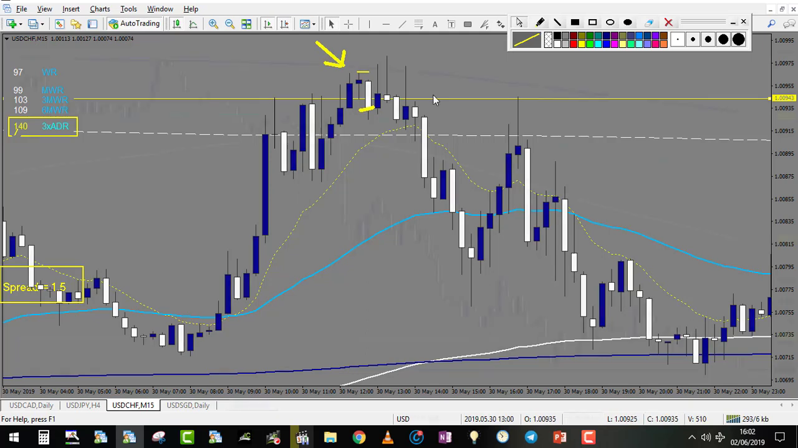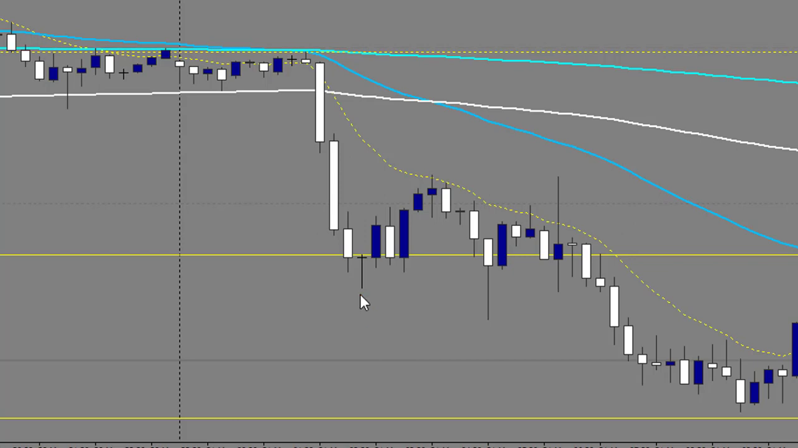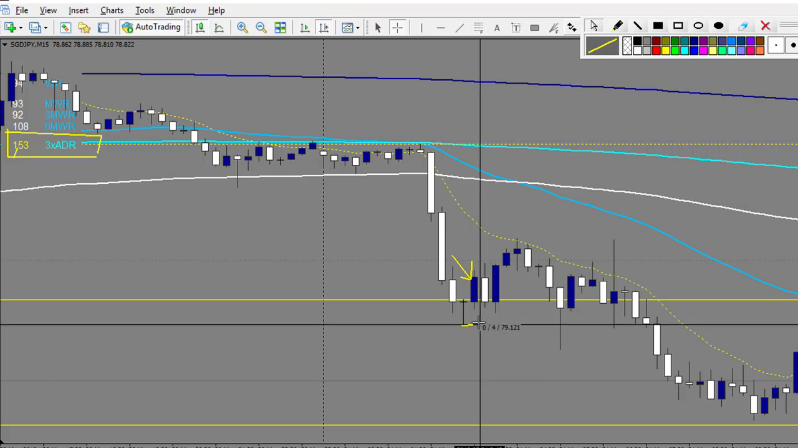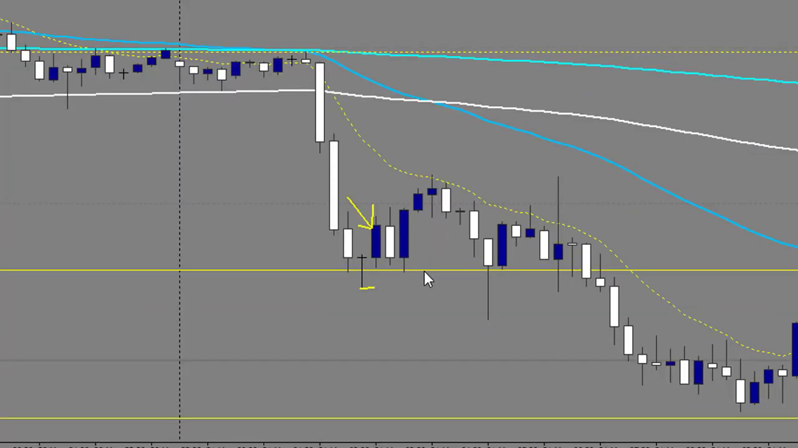Let's do another example. So same, in this example, let me zoom in a little. So this is when the rejection is validated. We take the extreme of the level. Then we check the 3 times ADR right here. We divide it by 100, so it's 1.5 pips plus the spread. And so I compute it. This is the extreme, 1.5 pips right here, plus the spread, so let's say 2 pips, that's my entry point. So I modify my yellow line, and my entry point will be the extreme minus 1.5, 2 pips.